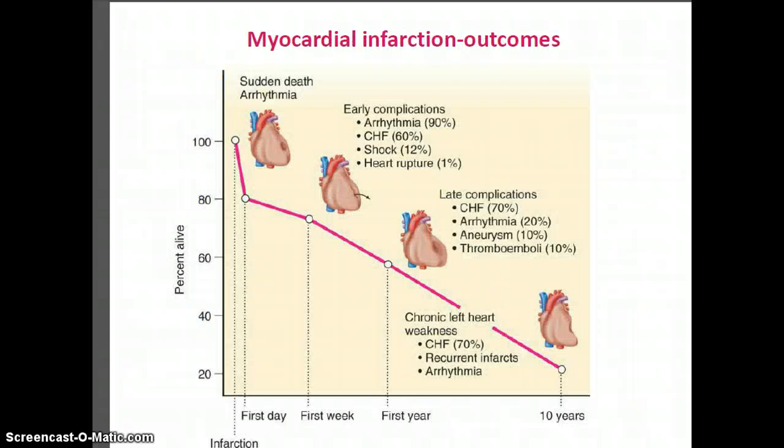Or myocardial infarction. This chart shows you the survival rate and what might be happening within the first 10 years of having a myocardial infarction. Take a look at this. If you have problems interpreting it, let me know. But this just shows you what might occur later on, what the later complications are, what earlier complications are, and what percentage of people are still alive 10 years after a myocardial infarction.